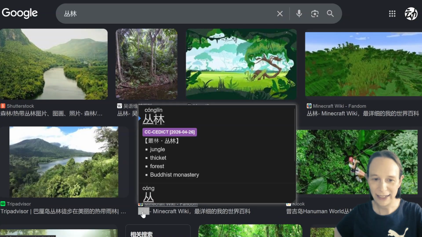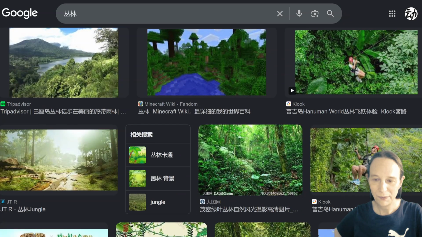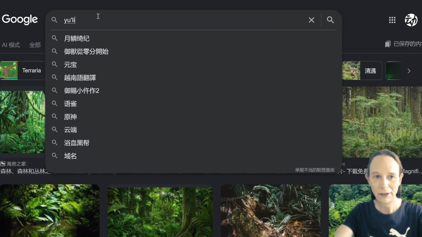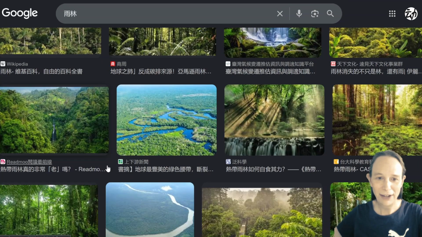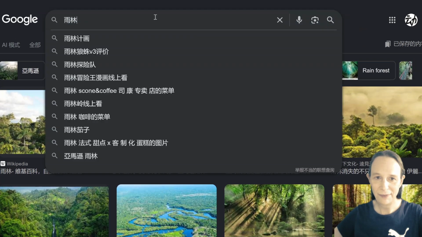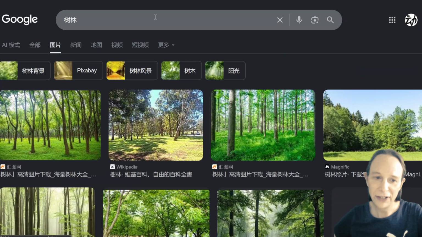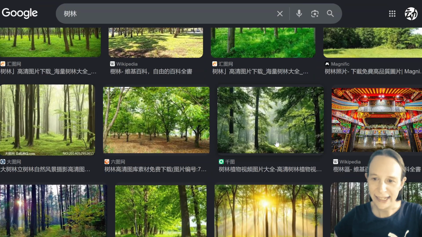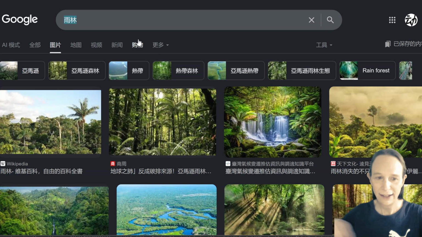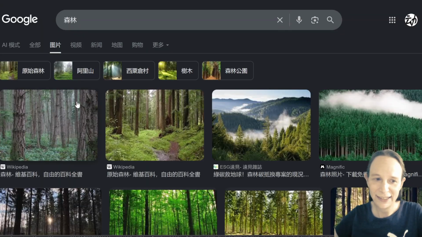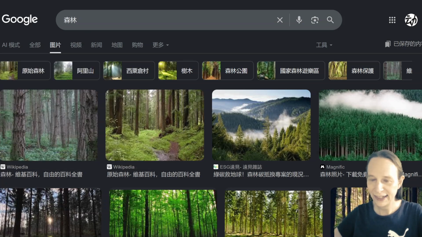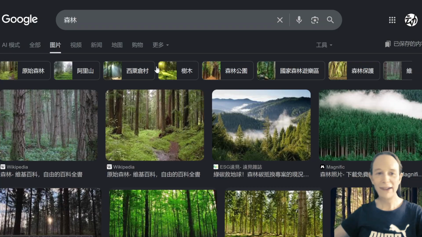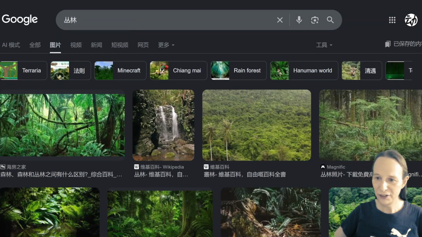I don't know. Hongning, jungle. I'm not sure. There's Yulin. Yulin is rainforest. And there's Shulin, which is just a generic forest. These are just trees, not necessarily that dense. Senlin, like dense forest. Senlin, what's that defined as? Forest. Senlin. Okay, so Tonglin. Yeah, let's have a look at the dictionary.